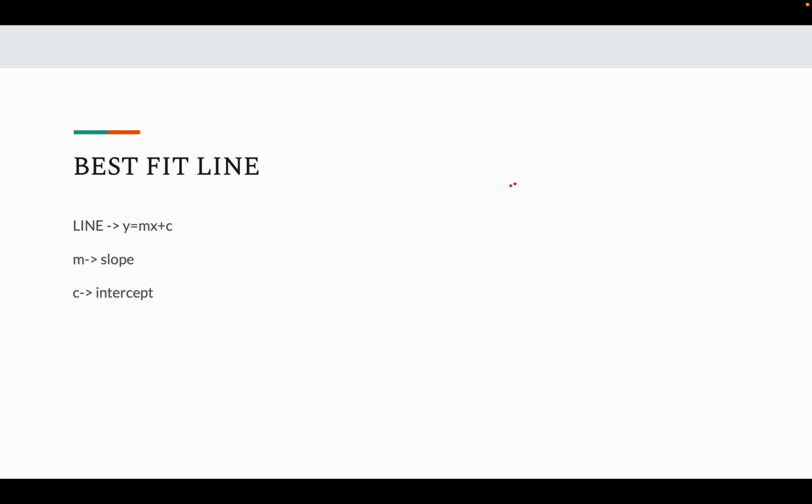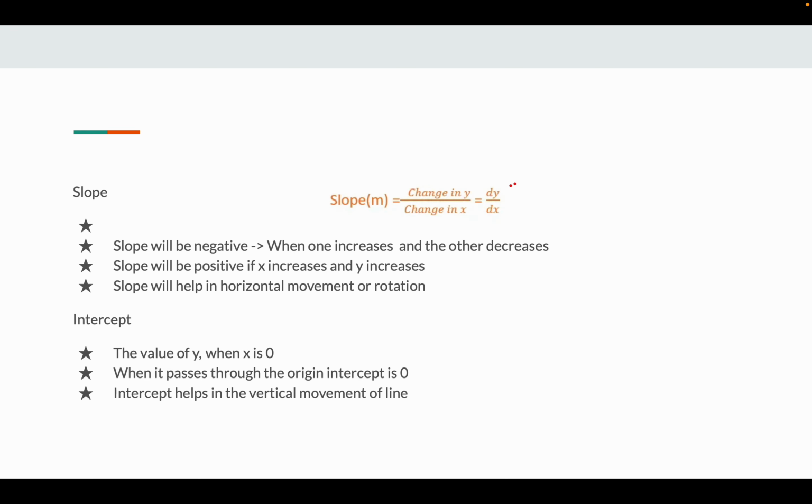So when we talk about a line, we know that the equation of a line is y is equal to mx plus c, where m is the slope and c is the intercept. Okay, and if we know the m and the c, then we will be able to draw a line.